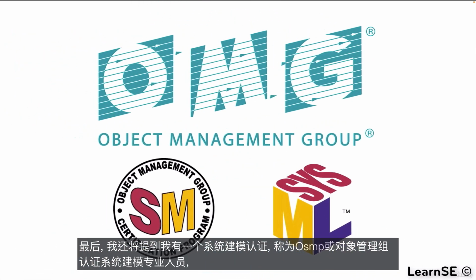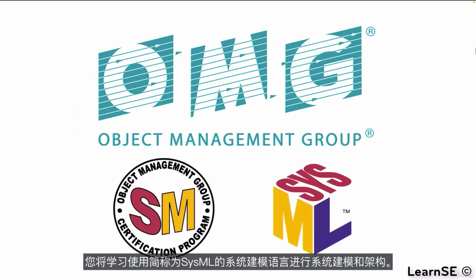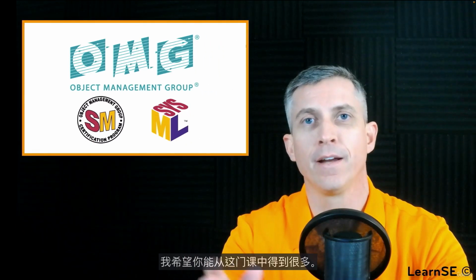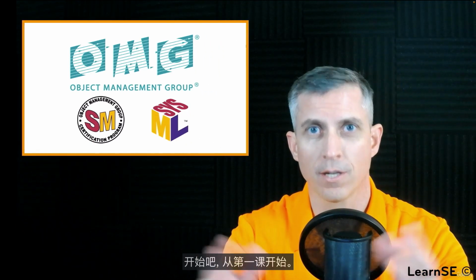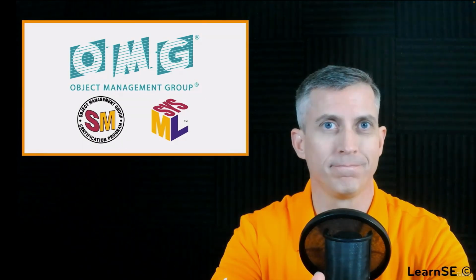Finally, I'll also mention I have a system modeling certification called the OCSMP, or OMG Certified Systems Modeling Professional, which you'll come to learn has to do with system modeling and architecting using the system modeling language called SysML for short. With that, I hope you get a lot out of this course. Go ahead and get started with Lesson 1.